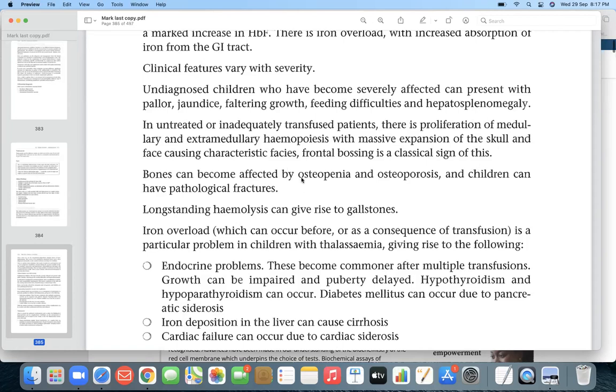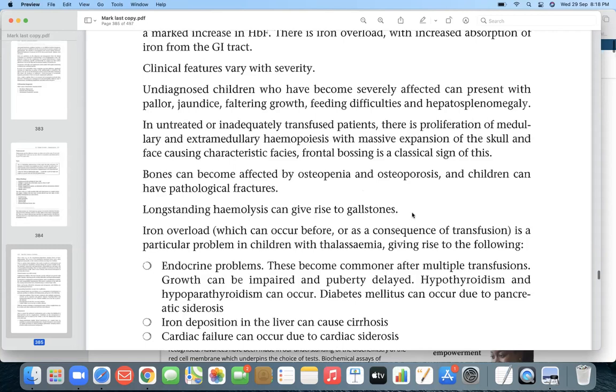Bones can become affected. What happens due to this medullary hemopoiesis? The bone marrow is expanding and putting pressure on the bones, right? So there will be osteopenia and osteoporosis, and children can have pathological fractures, because of the expansion in the medulla of the bone. This can be the presentation. Like in the history case, there is celiac disease presenting with fracture, which also has osteopenia and osteoporosis. Even thalassemia can come like this.